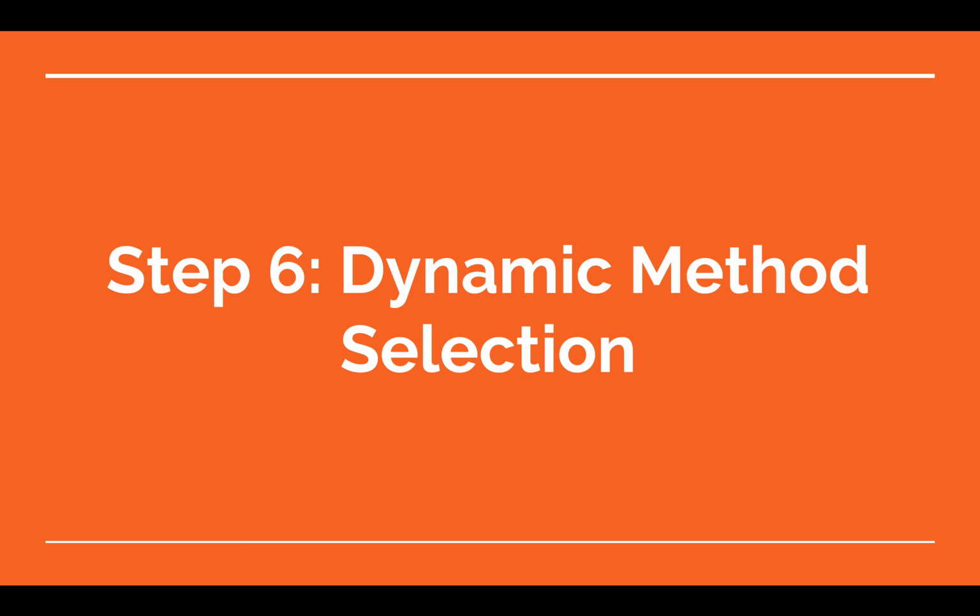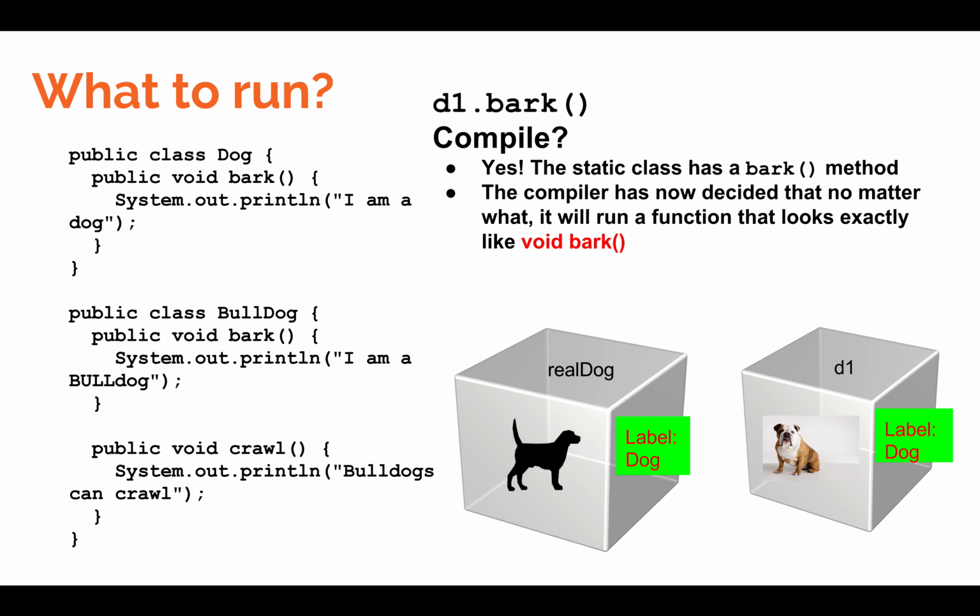All right. What's going to happen here is actually something called dynamic method selection. I haven't talked about it so far, so it's a new term. But it's pretty simple, so let's dive straight into it. Of course, it's going to compile. The static class has a bark method, so it'll compile just fine.